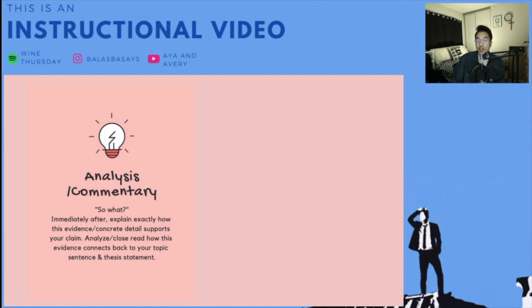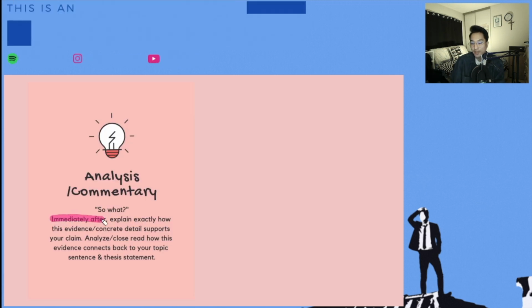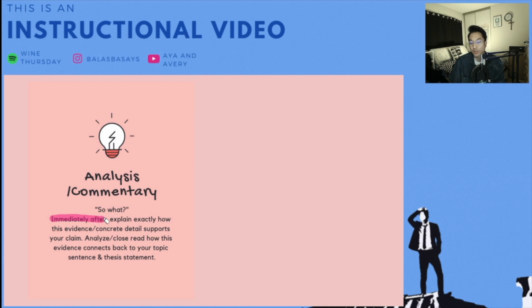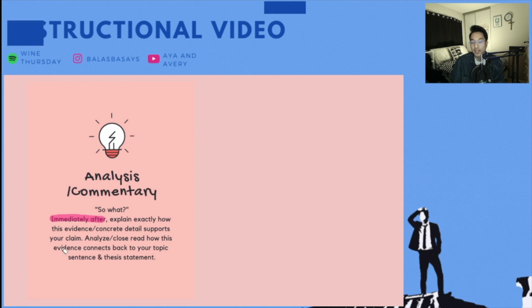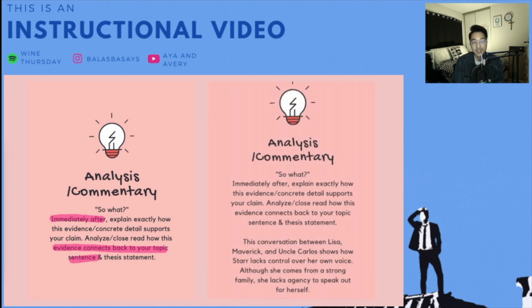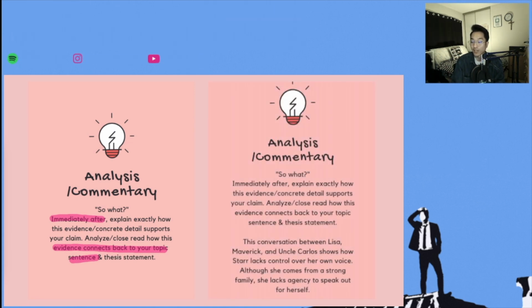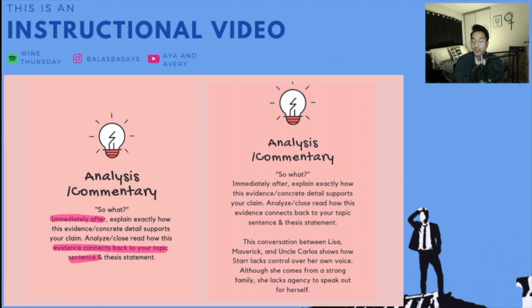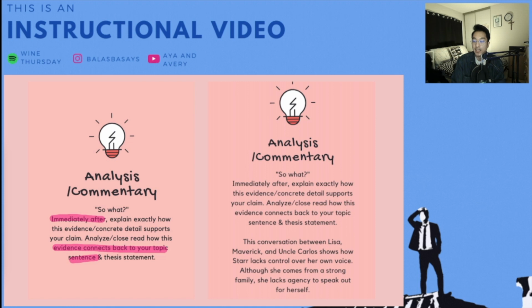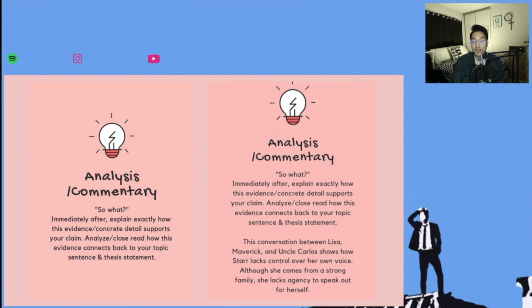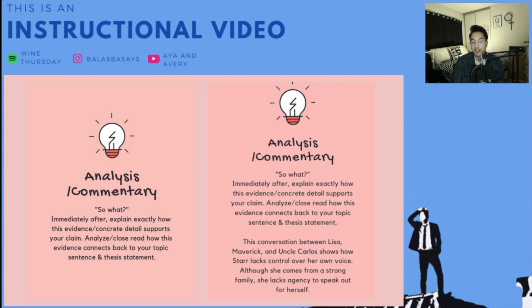So your analysis or commentary, it takes place immediately after the evidence and explains how the evidence or concrete detail supports your claim. This is where you analyze and close read how the evidence connects back to your topic sentence and your thesis statement. So let's build on that example. This conversation between Lisa, Maverick, and Uncle Carlos shows how Star lacks control over her own voice. Although she comes from a strong family, she lacks agency to speak out for herself. So let's look at how the example connects back to the topic sentence and thesis statement.